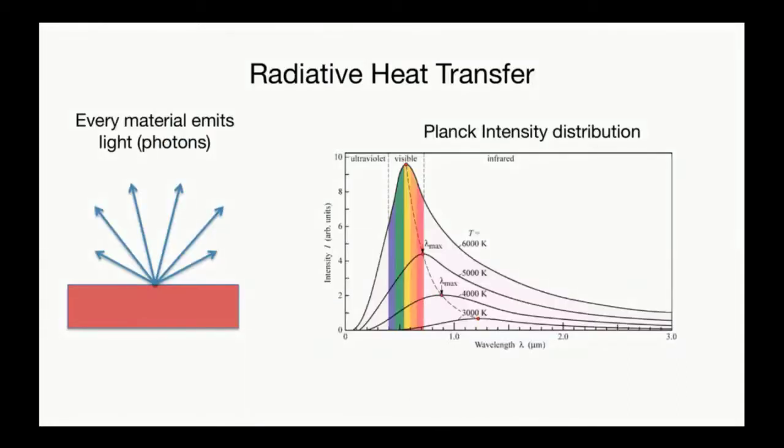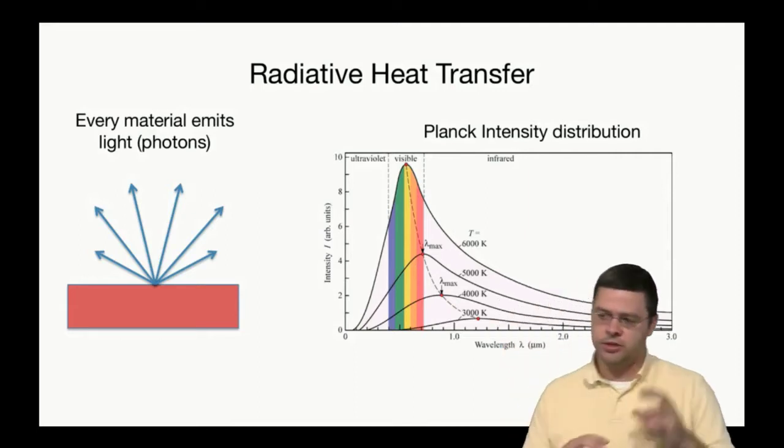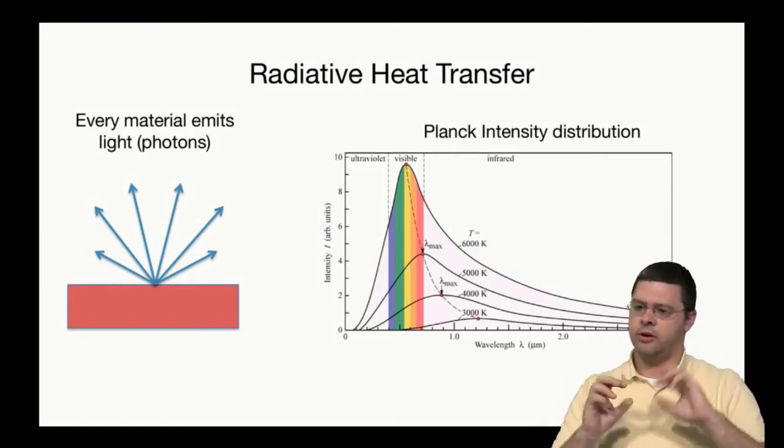Okay, so another way to transfer heat is via radiative heat transfer. So radiative heat transfer is happening all the time. So it turns out that every material is constantly emitting photons, so light. And physically that happens basically because atoms in a material are always jiggling around.